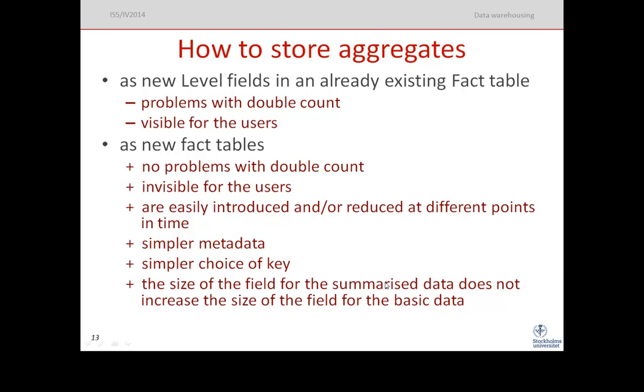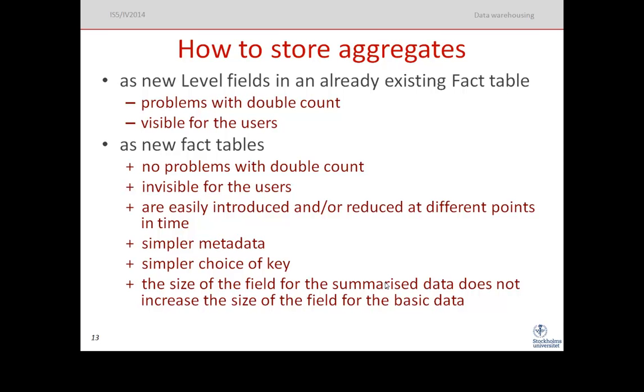We don't really have to bother about that right now. So, how to store aggregates? As new level fields in an already existing fact table, we will have problems with double counting. And this will also be visible for the user. So even if we know it, we have to educate the user to understand what the structure of each sale represents depending on the key, and depending on which level it is, whether you can summarize it or not. So this is not good. We want to make it as simple as possible for our end users, because we don't require them to know anything about data storage or data warehousing techniques. End users should not need to watch this video in order to maneuver in their business analyst work.